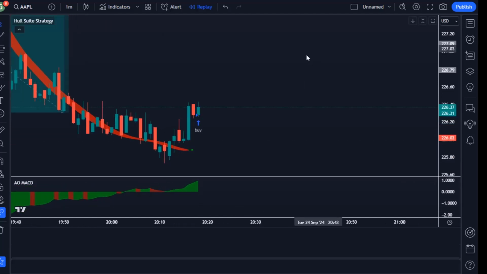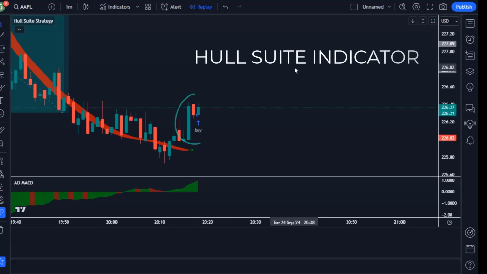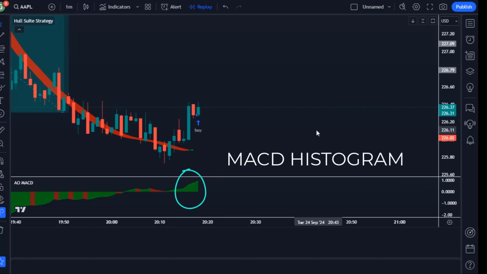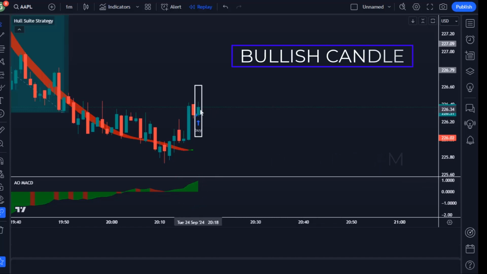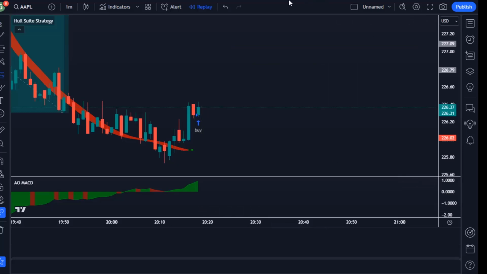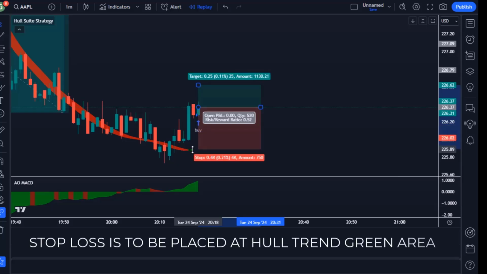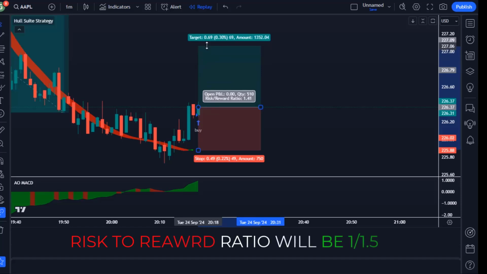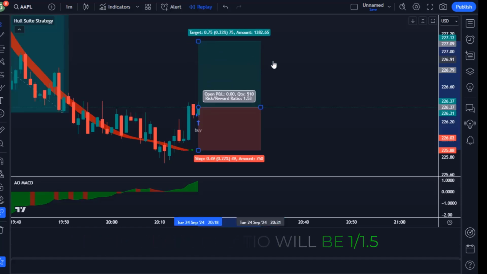We have got the signal. Here the Hull Suite indicator gives us a buy signal. Here the MACD histogram is green area. Here the market has made a bullish candle to give confirmation. So all our conditions are being fulfilled, so we are placing an order to buy. Our stop loss is to be placed at the Hull trend green area, and the risk to reward ratio will be 1:1.5. Let's see what happens to our trade.